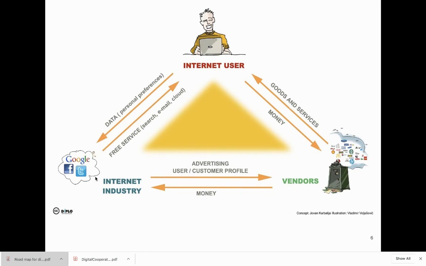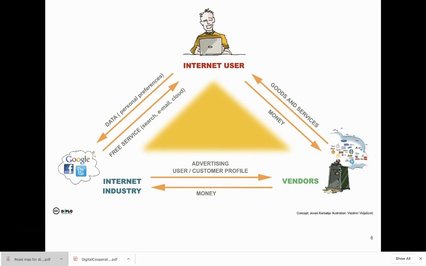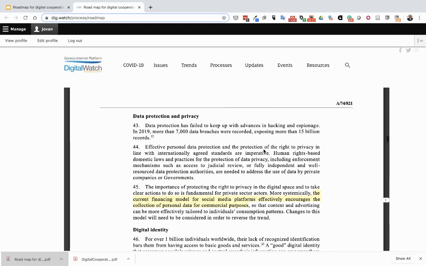Those companies, in this traditional model, monetize our data with the vendors or themselves in exchange for financial remuneration, or money in this case. And then we are paying for goods and services provided by vendors. This is the core model, the financial and business model behind the main internet platforms. And the roadmap is pointing to this structural change, which is a part of this discussion on the social contract.